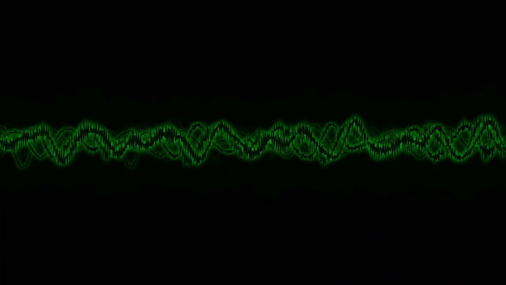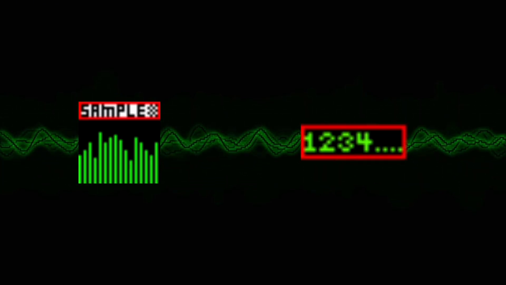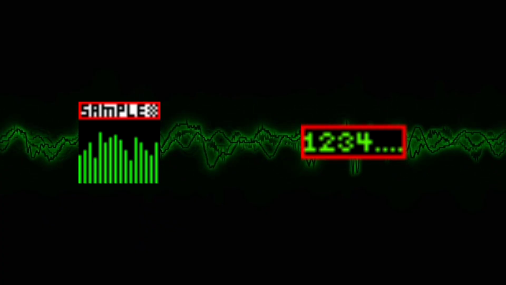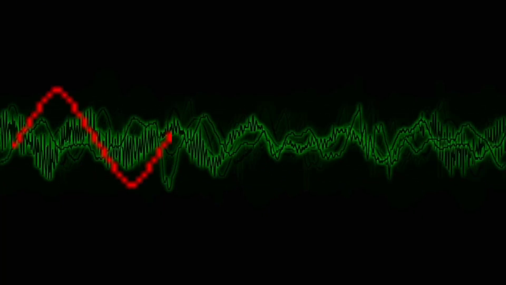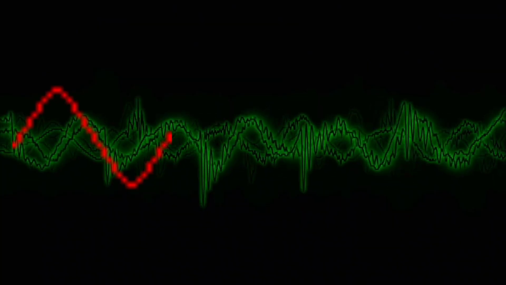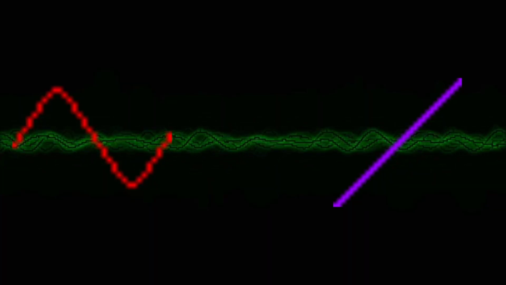For our purposes, digital oscillators can be thought of as having two main components: a sample table and a counter. The sample table contains a single cycle of a waveform, for example, a sine wave. And the counter is a function that counts from -1 to 1 in very small increments periodically.